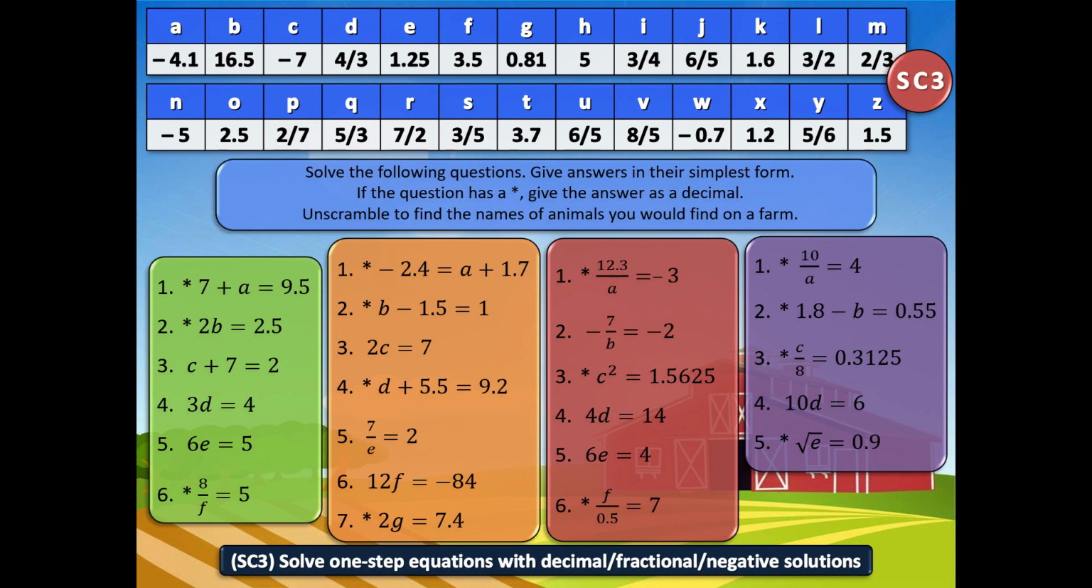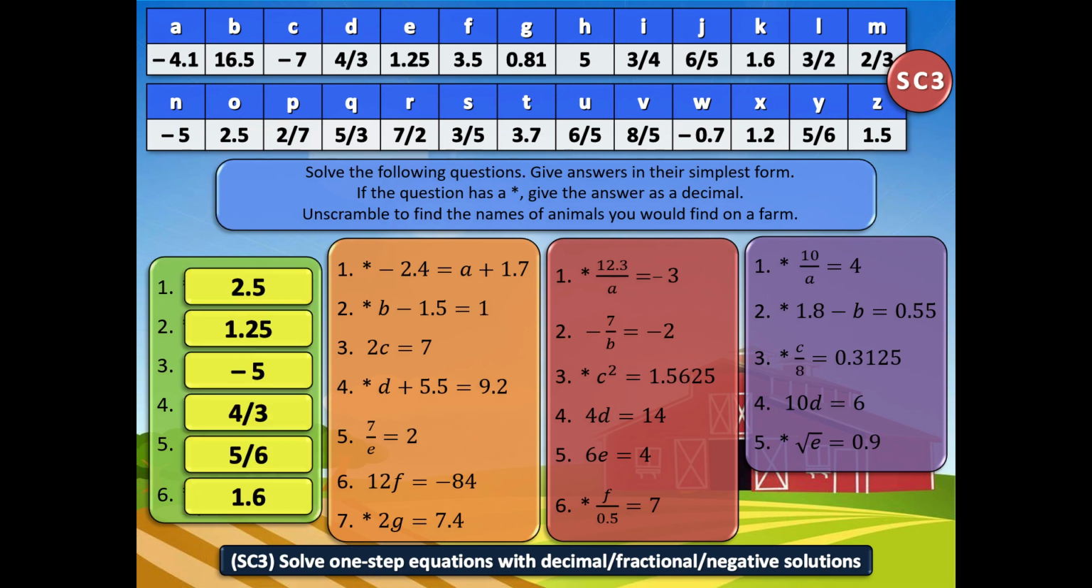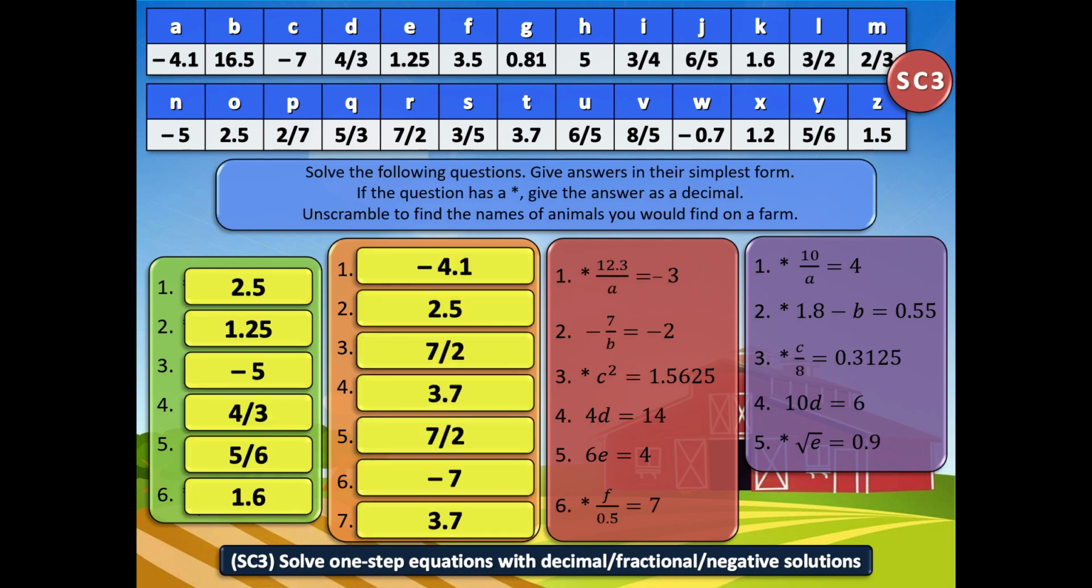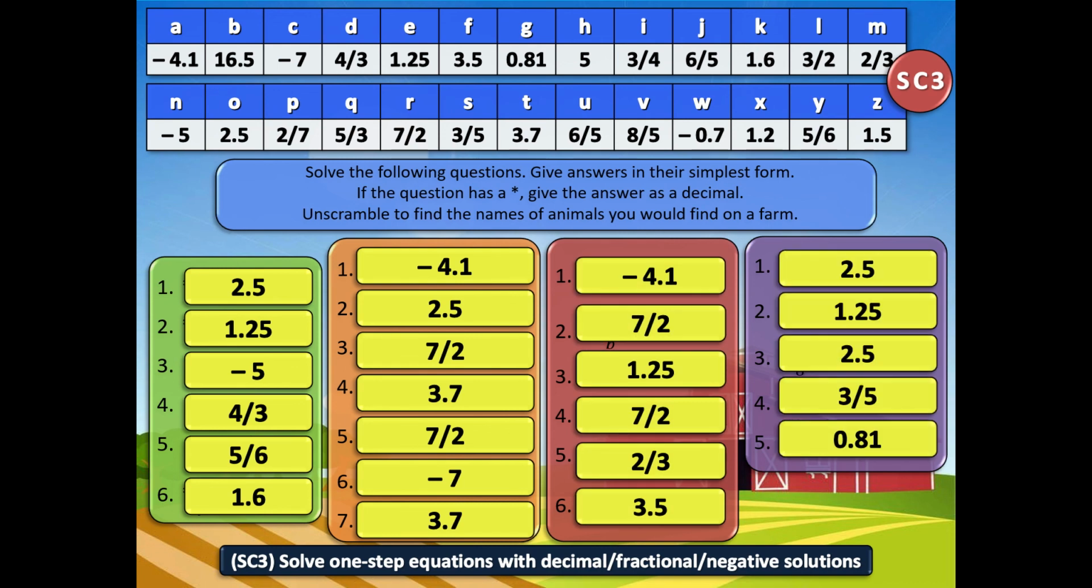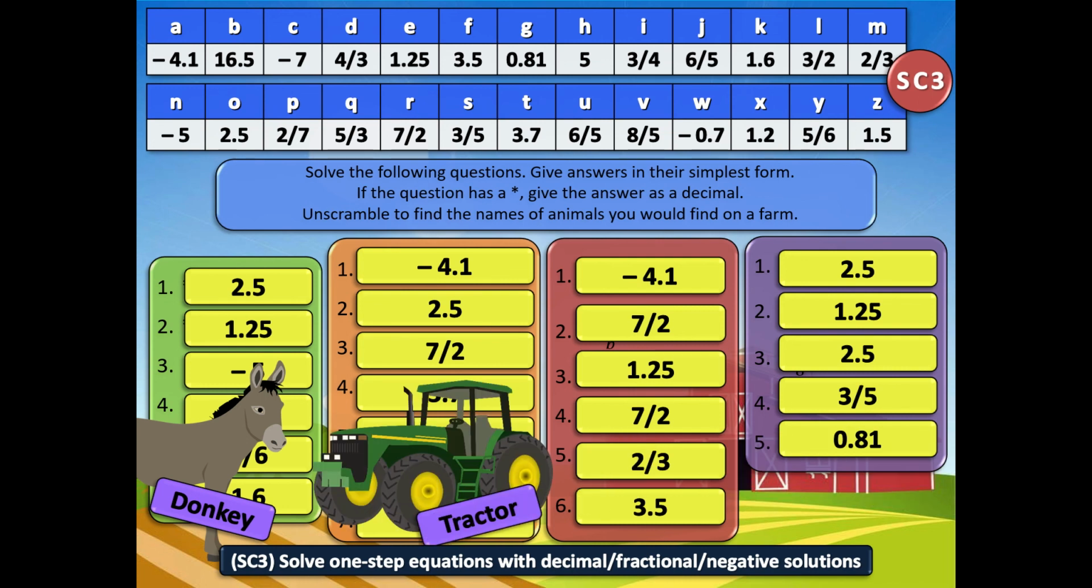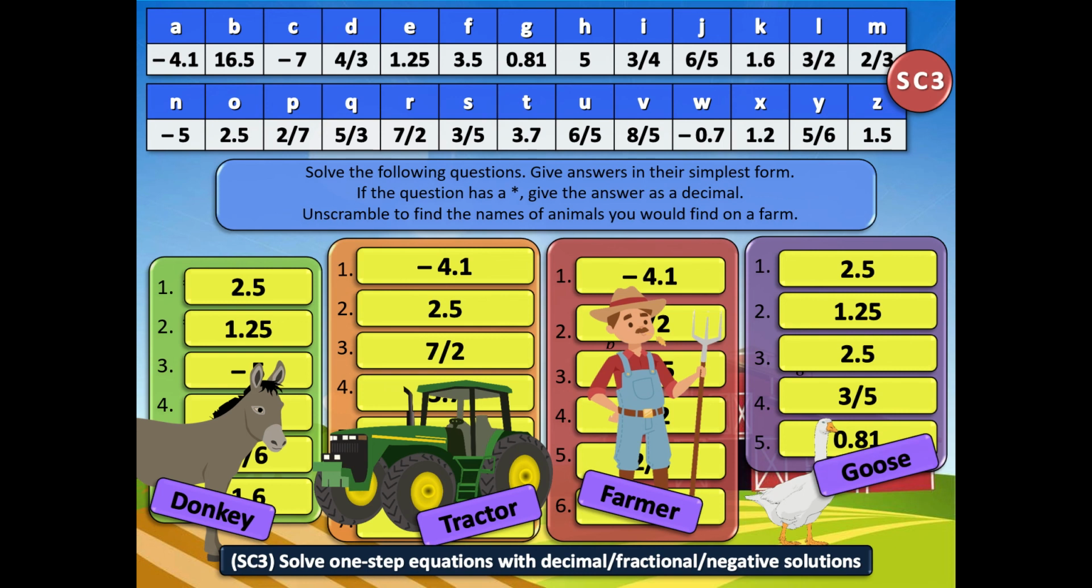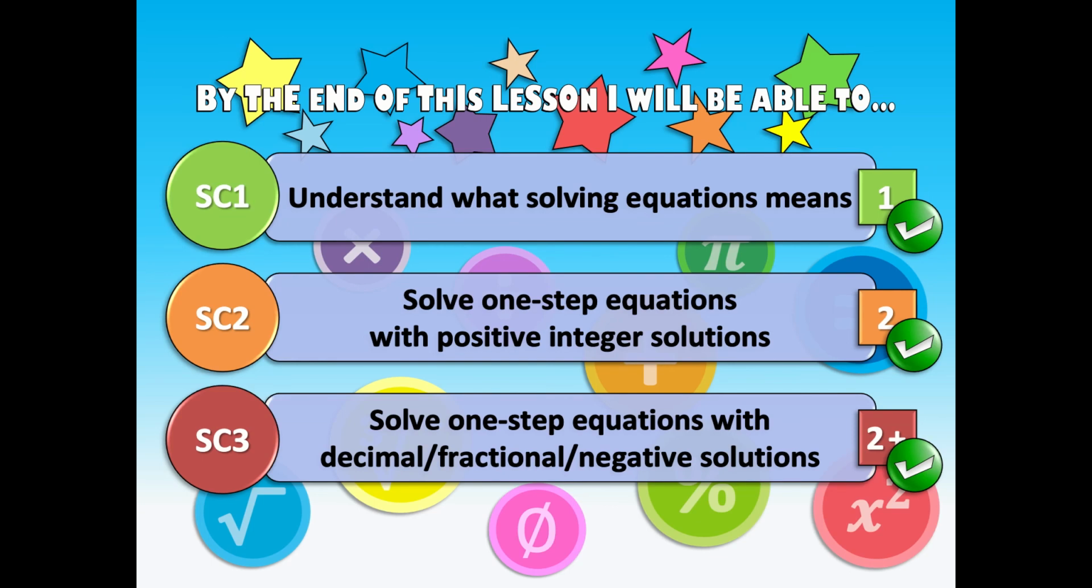Here are your answers. So there's your green answers, your amber answers, your red answers, and your purple answers. And the greens made donkey, the ambers made tractor, the reds made farmer, and the purples made goose. And now we've completed success criteria 3.